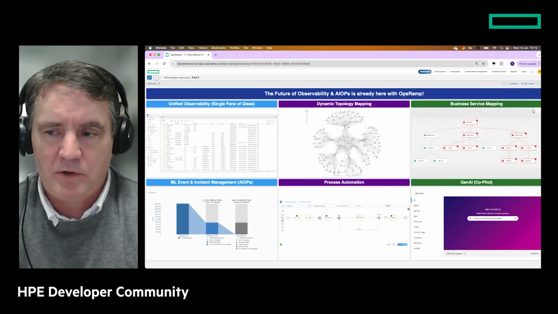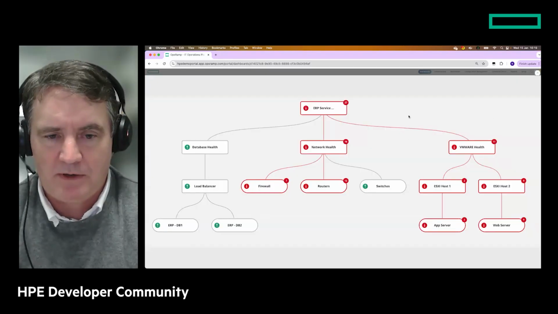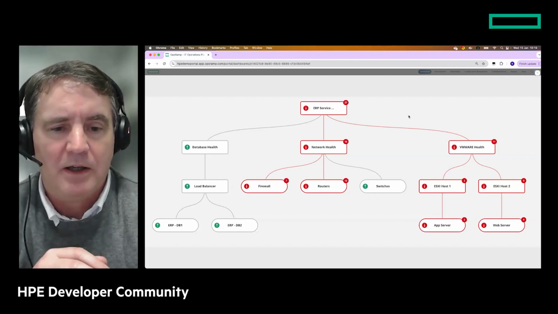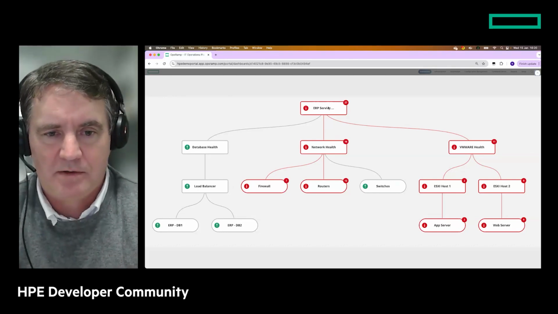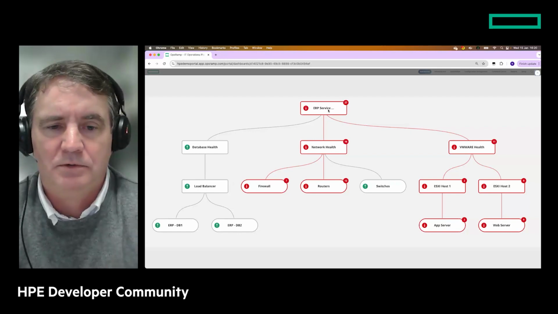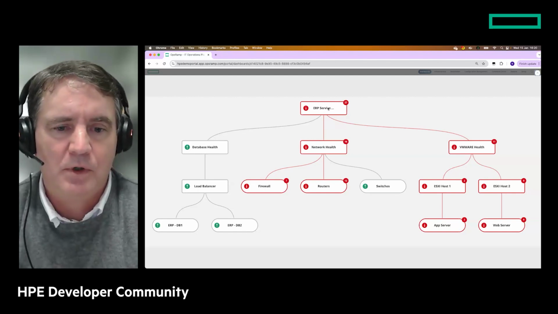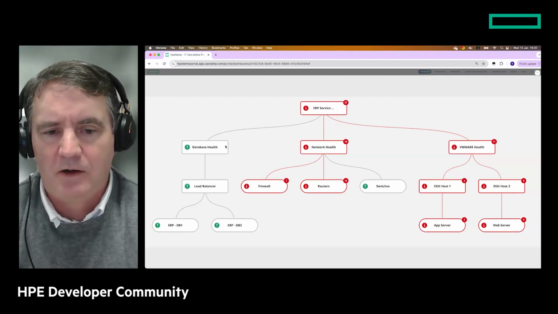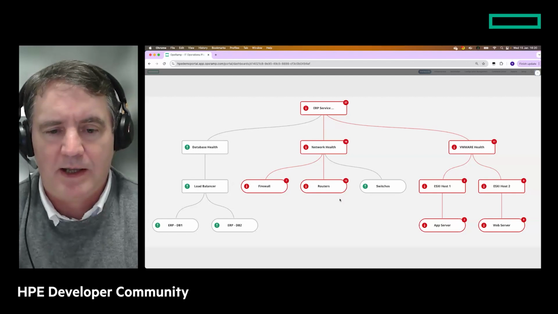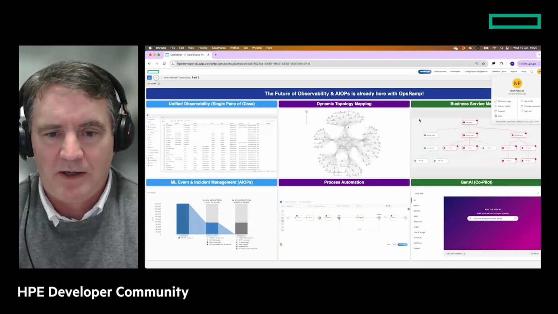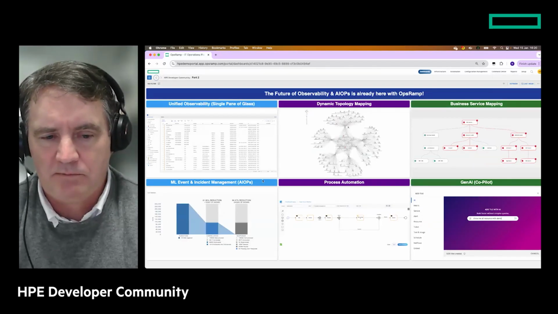So the ability to do business service mapping. Again, this is something that is so important, being able to offer customers the ability to see exactly where you have a business service, like software as a service, or if it's on premise. This is an ERP system, SAP, for example. And then what are all the underlying IT services that make up that system? And so you can see exactly where the issues are. This is called business service mapping, and it's very much related to topology.